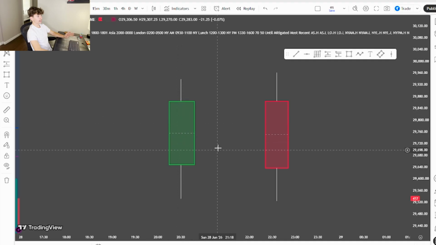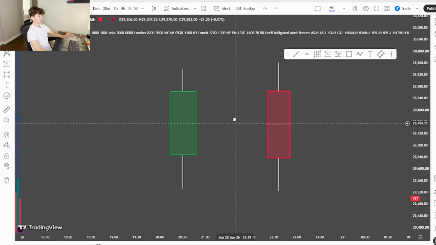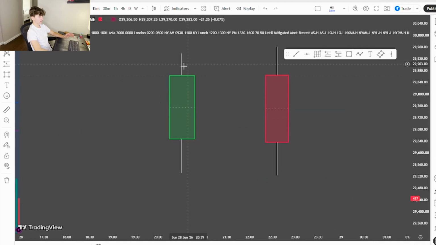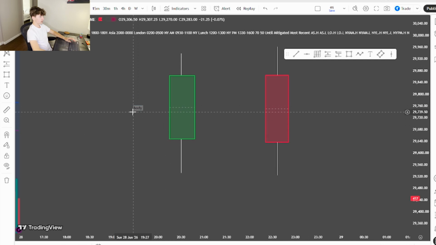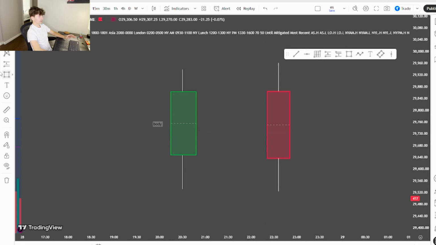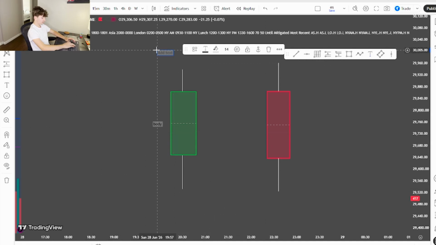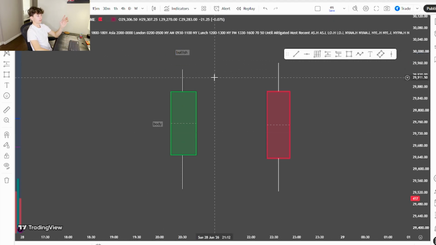Whenever you're first starting out, your candlesticks are going to look a little something like this. You're going to have this big box, which is called the body. So right here, body. And then you're going to have a wick coming out and a wick coming down. So on a bullish candlestick, which is what this is, this is letting us know that price is moving up.